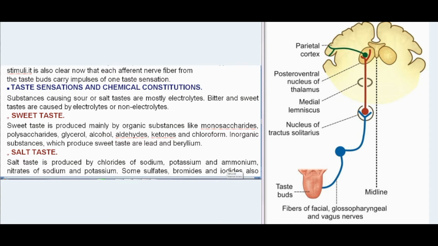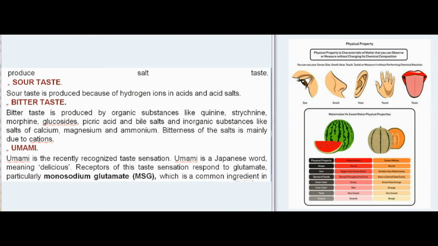Sweet taste. Sweet taste is produced mainly by organic substances like monosaccharides, polysaccharides, glycerol, alcohol, aldehydes, ketones, and chloroform. Inorganic substances, which produce sweet taste, are lead and beryllium. Salt taste. Salt taste is produced by chlorides of sodium, potassium, and ammonium, nitrates of sodium and potassium. Some sulfates, bromides, and iodides also produce salt taste. Sour taste. Sour taste is produced because of hydrogen ions in acids and acid salts.